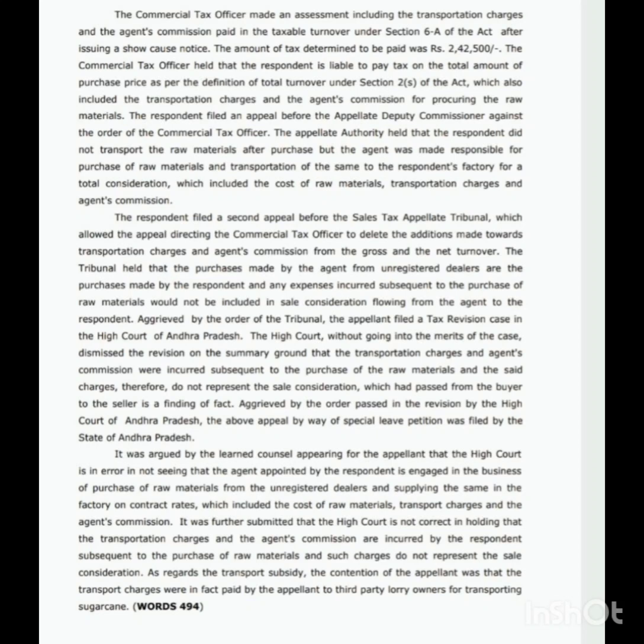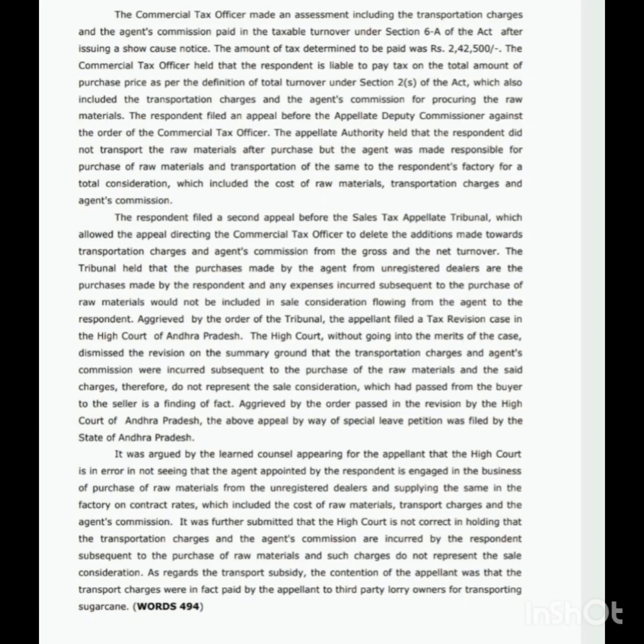The commercial tax officer made an assessment including the transportation charges and the agent's commission paid in the taxable turnover under section 6A of the Act after issuing a show cause notice. The amount of tax determined to be paid was rupees 2,45,500.